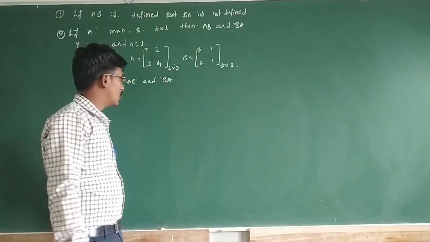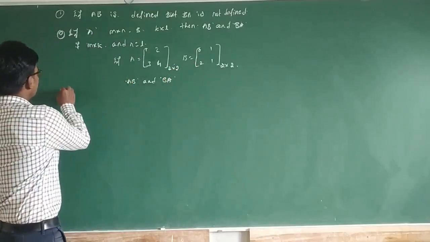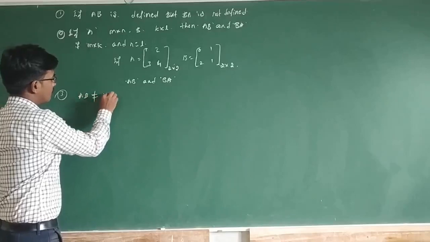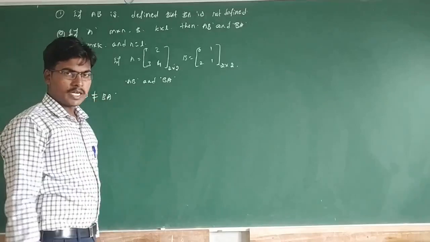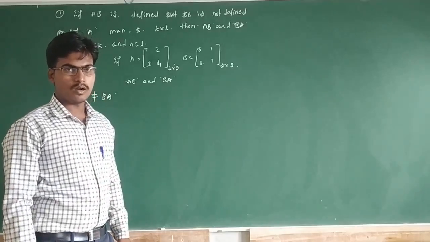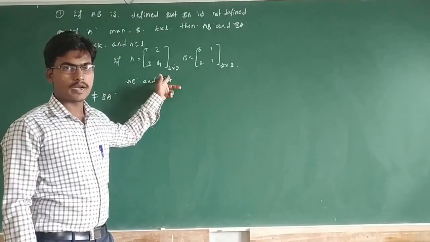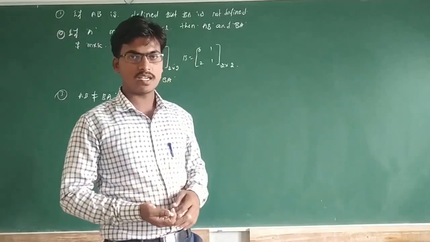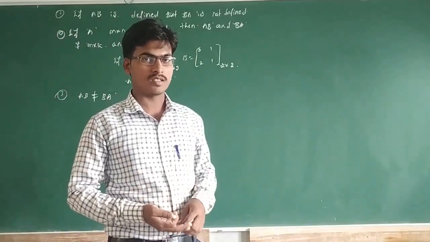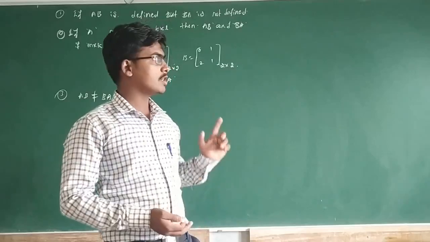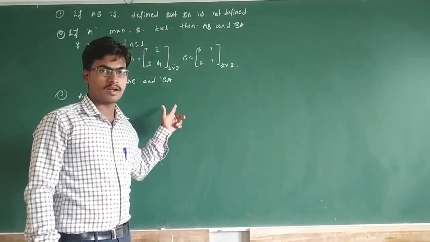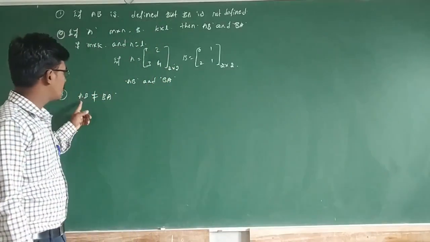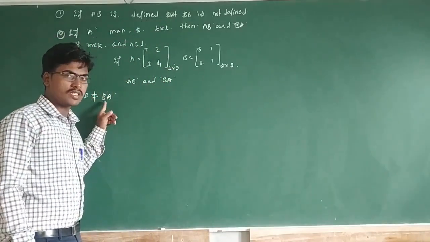And also we have to know the third one: AB is not equal to BA. Commutative law is not true for multiplication of two matrices, but commutative law is true in special cases of multiplication of matrices when both A and B are diagonal matrices. Always AB is not equal to BA. Commutative law is not possible.